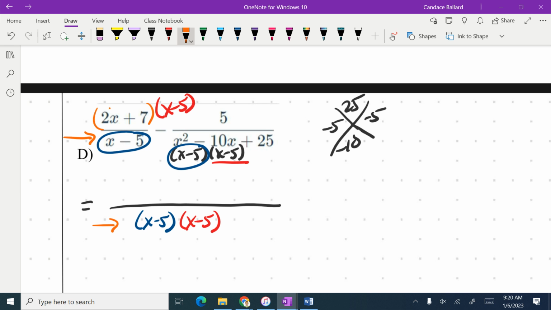So what's 2x times x? Good. 2x times negative 5. Good. 7 times x. Good. And then 7 times negative 5. Good. All right. Let's do our other little comparison now, right?